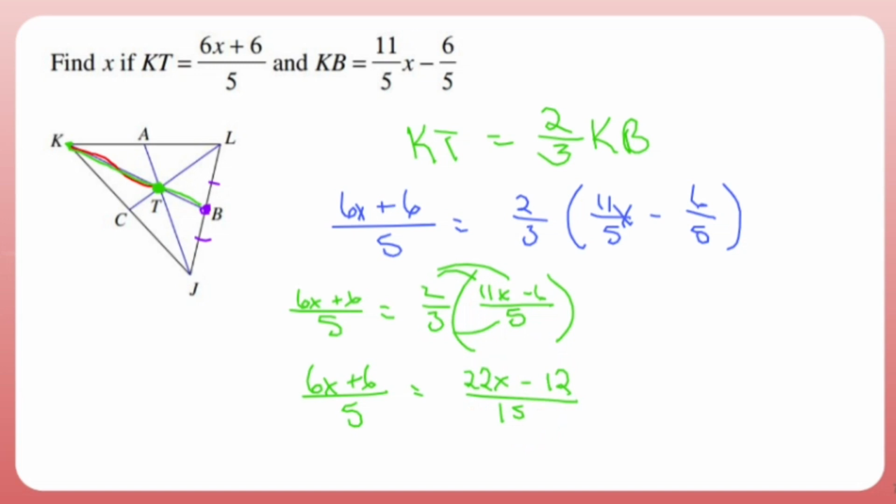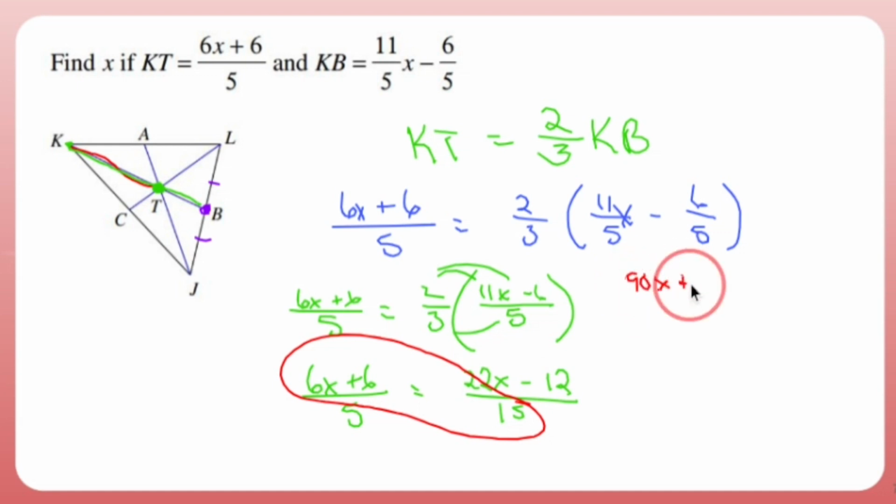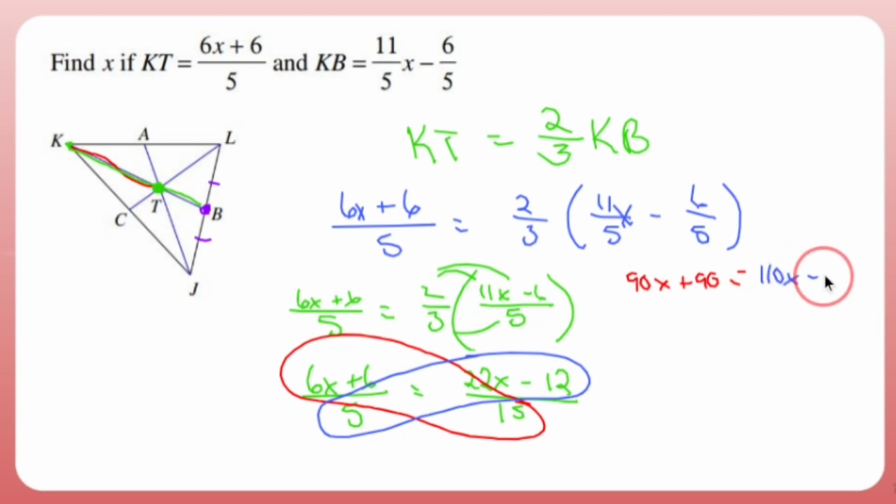Now I'm going to crisscross applesauce. That's why I combined things in the first place. I'm going to multiply 15 to 6x plus 6. I'm distributing 15 to both of these. 15 times 6x is 90x, and 15 times 6 is 90, equals. I'm going to crisscross applesauce again. 5 times 22 is 110x. 5 times negative 12 is negative 60.